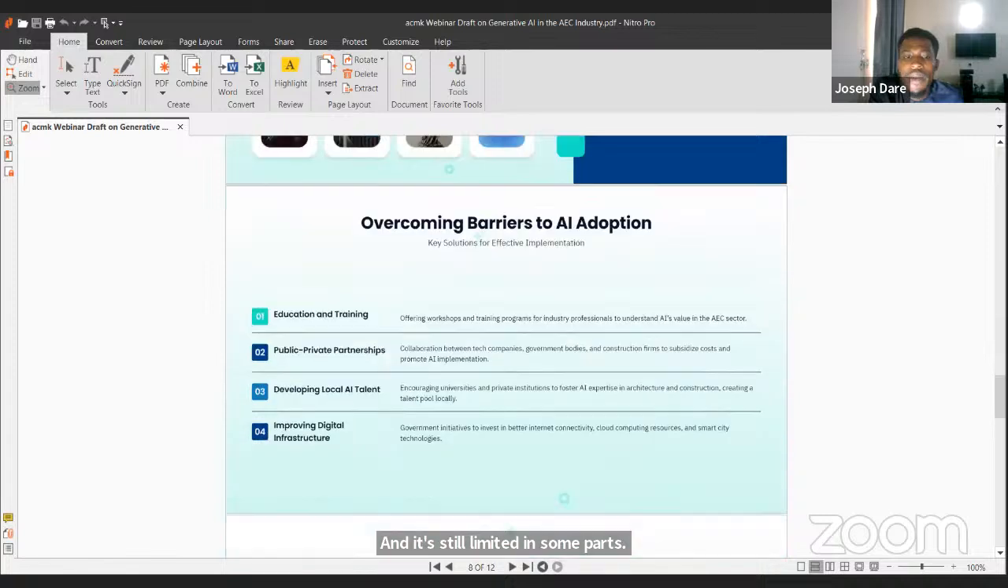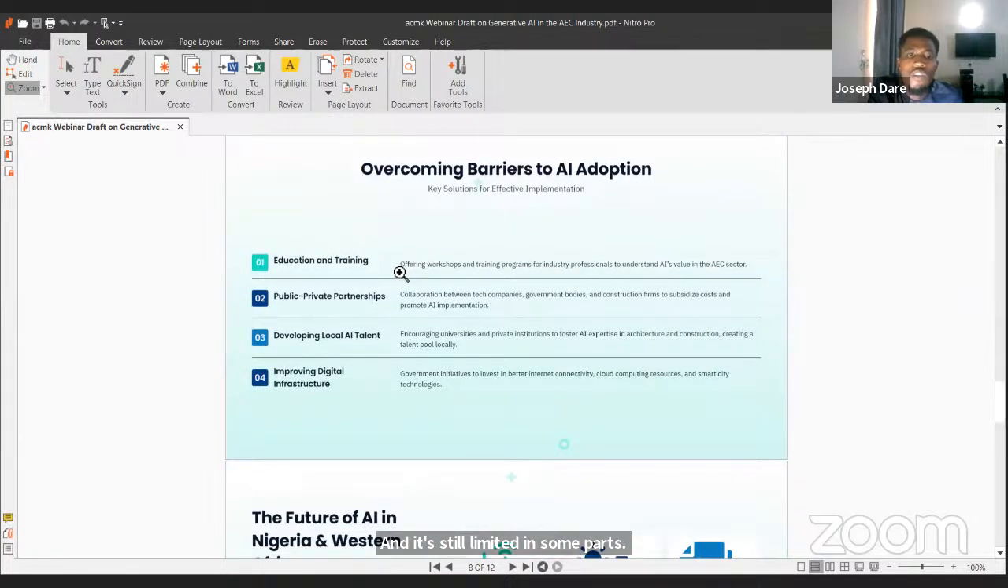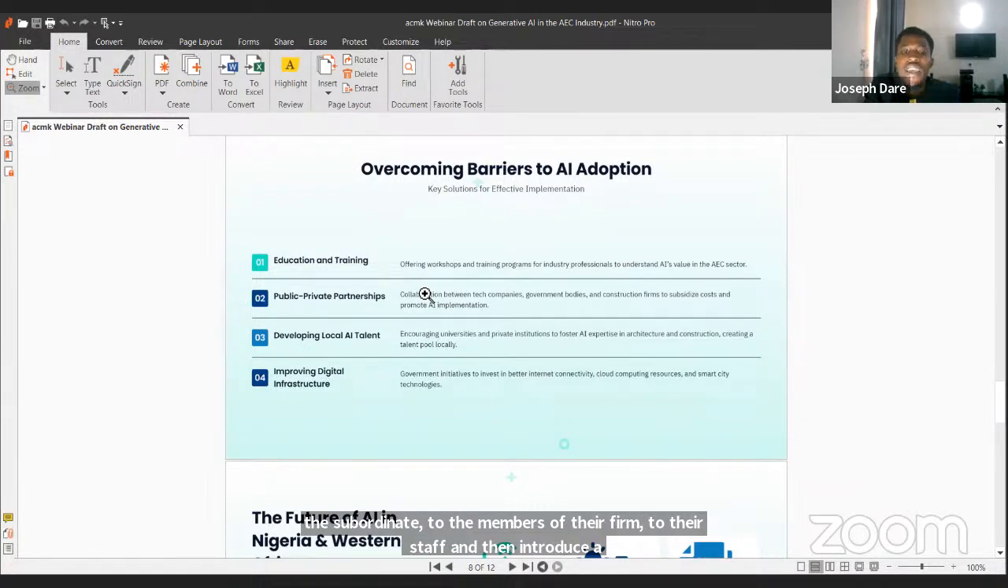How do we overcome these barriers? We can overcome these barriers through education and training. We have to offer workshops and trainings to industry professionals to understand AI's value in the AEC sectors. So when we look at the major key players in the architecture, engineering, and construction sector, we need to offer trainings to them so that they can then go back to the subordinates, to the members of their firm, to their staff, and introduce the benefits of using AI to them.